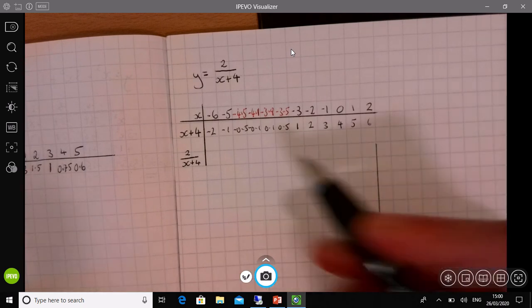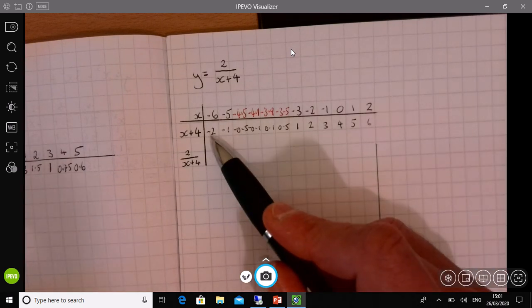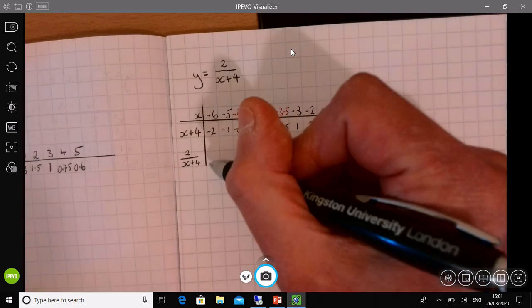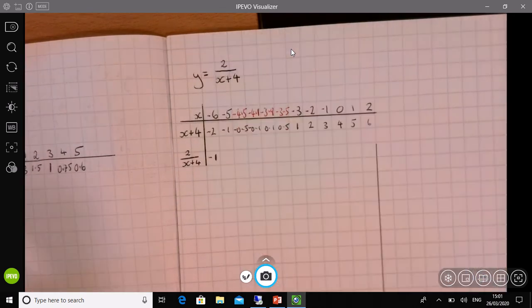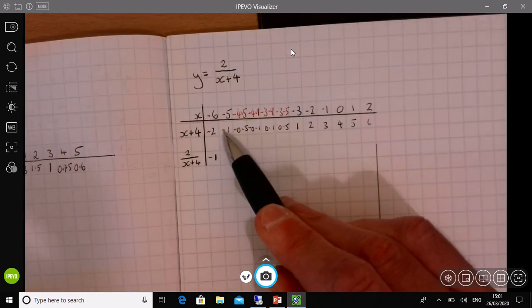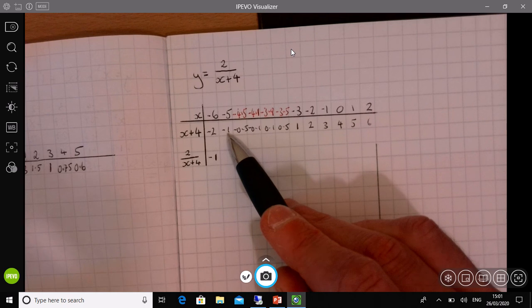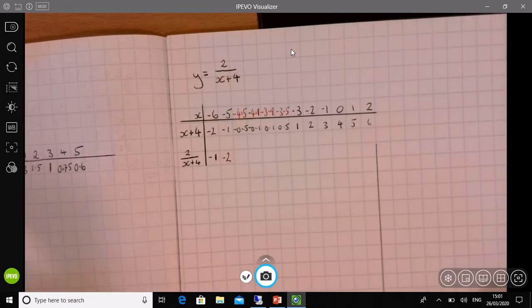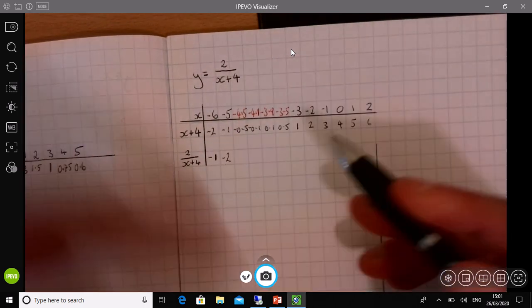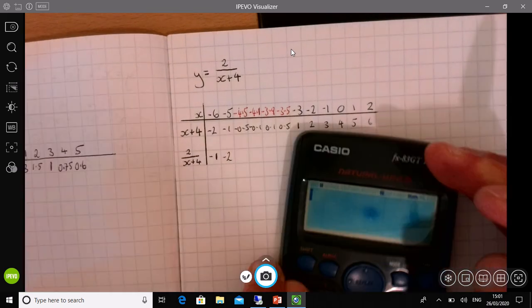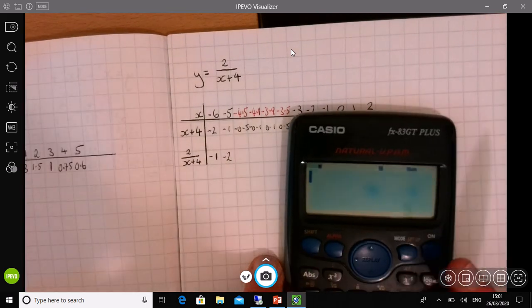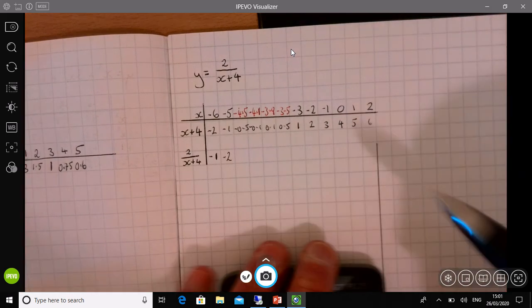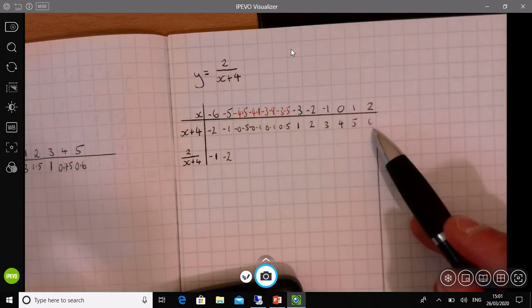So what I've got to do is 2 divided by this number just here. So 2 divided by minus 2 is minus 1. 2 divided by minus 1 is minus 2. Now, if you want to, just get your calculator out and go through and do them on your calculator. Remember the other idea is to go with the positives first of all.